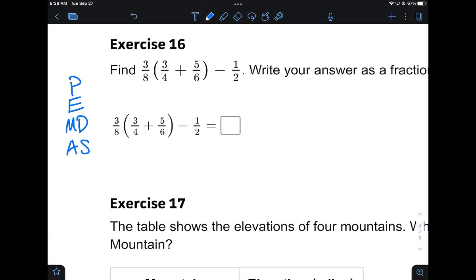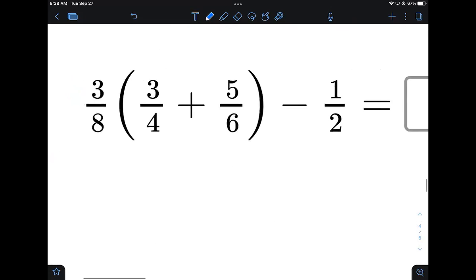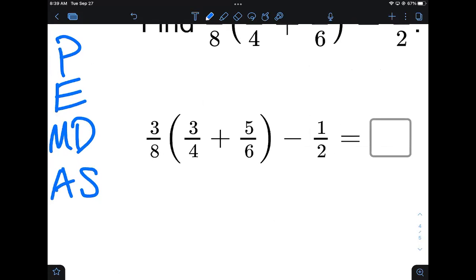What comes first when I'm looking at this problem, Isabel? The parentheses. I have to do the parentheses first here. So inside the parentheses is 3/4 plus 5/6. Do I have to have a common denominator when I'm adding? Yes. Is there a number I can multiply 4 by so it becomes 6? No. So I'm going to have to change both denominators.